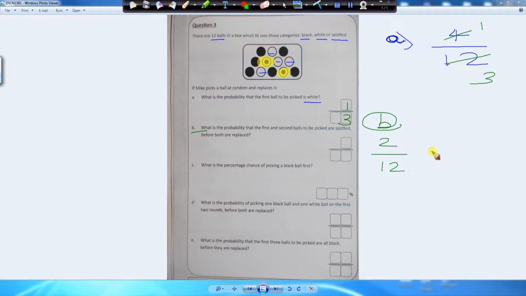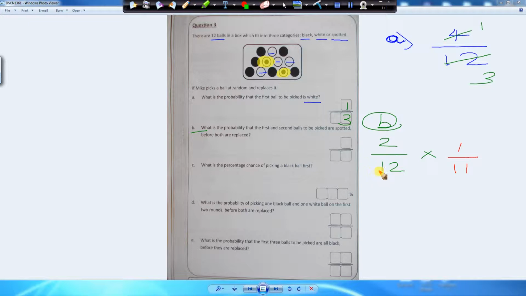Then he takes another one out. Now, once you take one spotted ball out, how many spotted balls do you have left over now? And how many have you got left altogether in the total? 11. Now this is a bit more of an advanced probability question, which you find more likely in the GCSE paper. Okay, this is the first one, second one, because they haven't put them back in yet. Taking one out, and then another one out. So we now need to work this out.